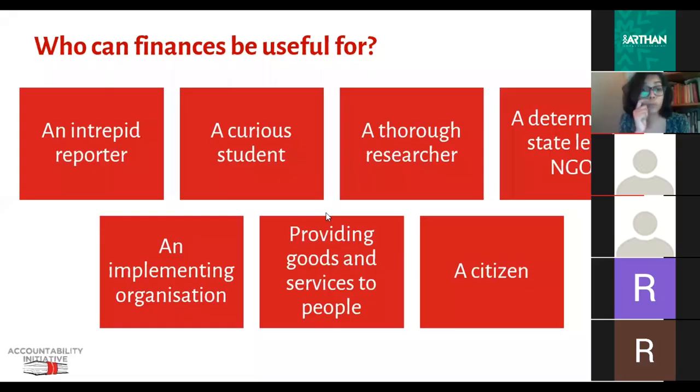informed. So you may be a researcher who's trying to analyze the impact of a scheme. You may be a student who's trying to understand and work on an assignment. You may be an implementing organization embedded with the government and supporting government activities. Or you may be an NGO at the state or district level who needs to understand government processes. And more importantly, as I suppose most of us are, you may be a citizen who wants to know what's happening with the taxes that you pay.